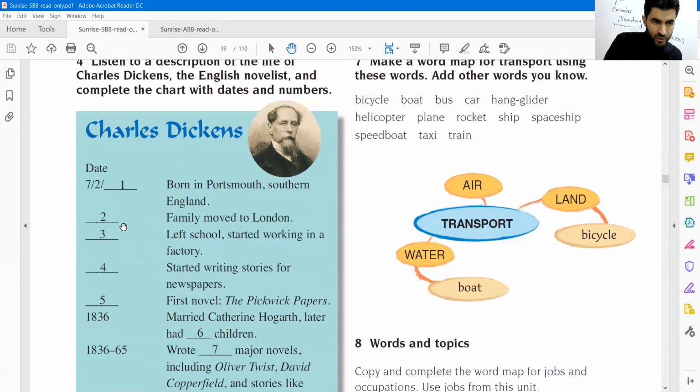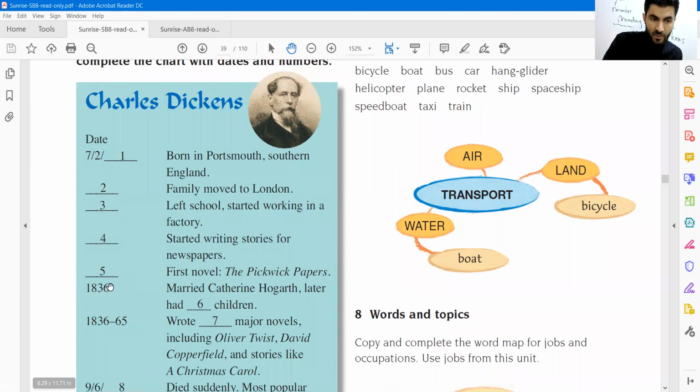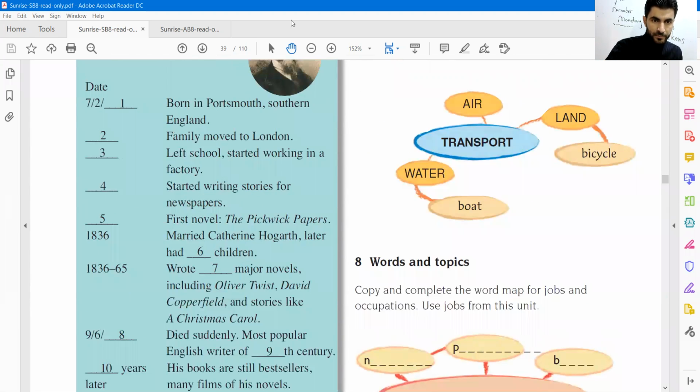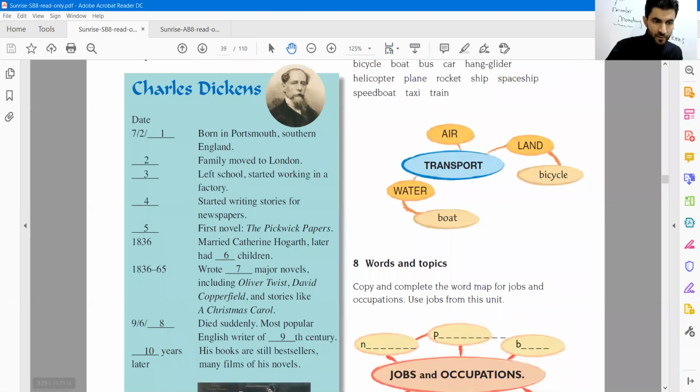So we've got to write the dates and the numbers here. As you see here, like the 7th of February. In which year? This one also is a year, or a number, or a date. It doesn't matter. Now we're just going to listen to an audio track. It says, listen to a description of the life of Charles Dickens, the English novelist, and complete the chart with the dates and numbers. So we've got dates and also numbers. I'm going to play an audio track for you.